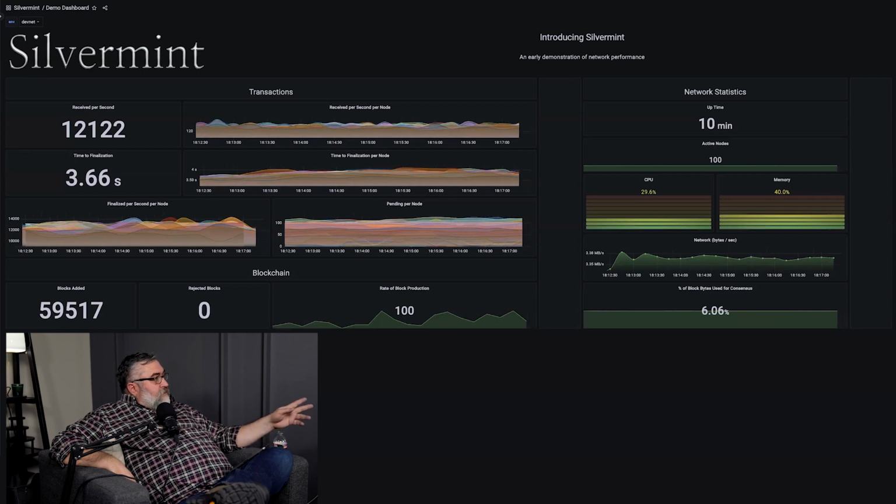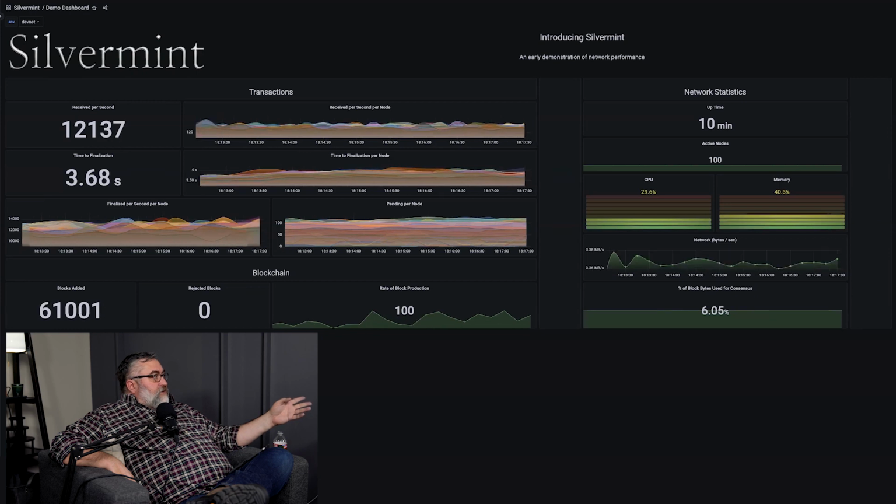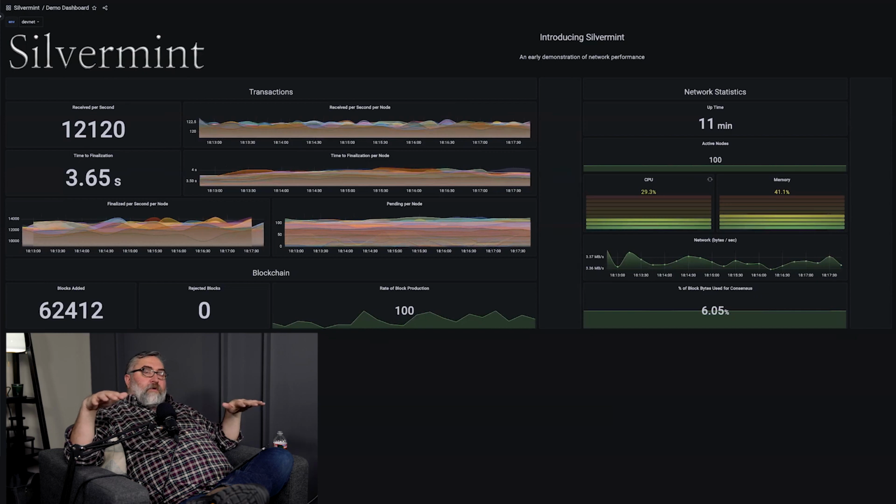The graphs to the right of those two numbers show you on a per validator basis what those different metrics are doing. And you can see that in this case, they're quite stable. Each node is receiving roughly the same amount of traffic. They're finalizing their transactions in about the same amount of time, which means that we've got a network that has the same rough utilization across all of the different nodes.